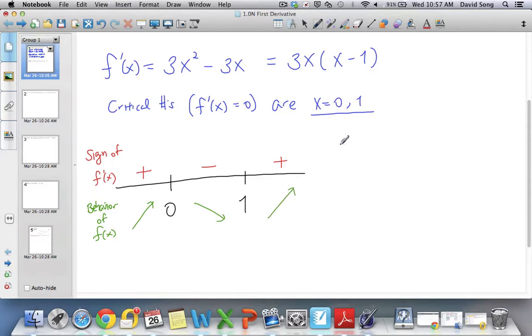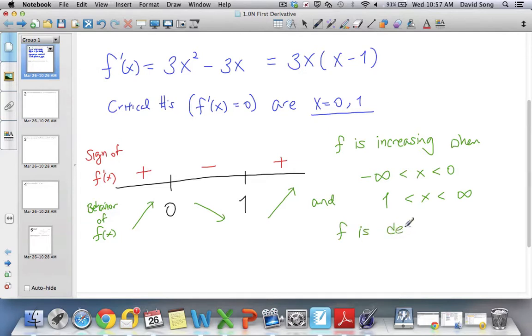Okay, so f is increasing when x is between negative infinity and 0, and anywhere from 1 to positive infinity. And I think you can write, x is less than 0 or greater than 1. F is decreasing when x is between 0 and 1.